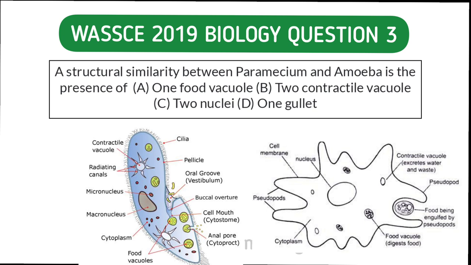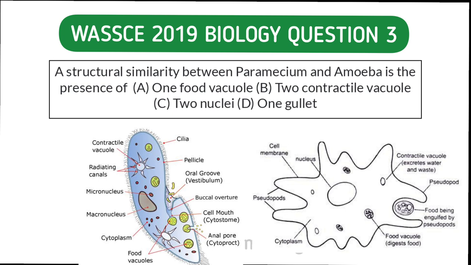After we've critically analyzed the structure of paramecium and amoeba, now let's talk about this question. We are asked the structural similarity between paramecium and amoeba. Looking at one food vacuole, you will see one food vacuole in what? In paramecium, and you will see one food vacuole in what? In amoeba.